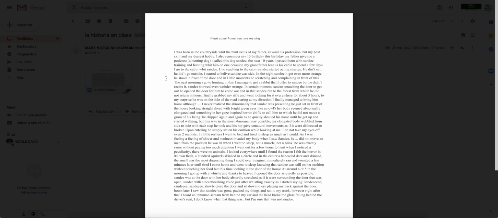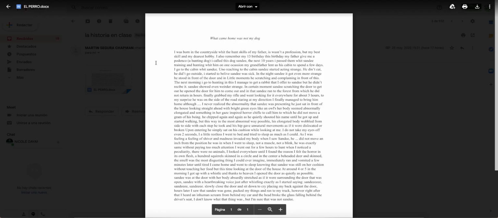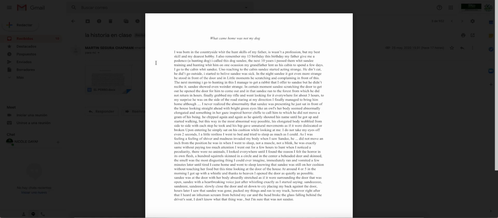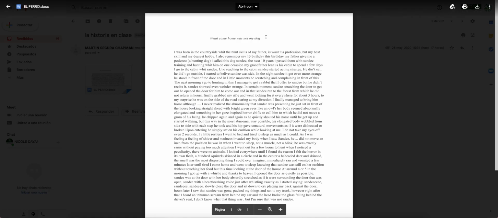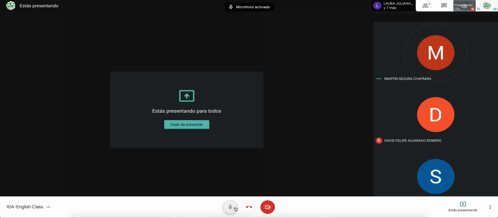Okay, he ¿cómo se dice encontrar? He found. He found because find is in the past. He found the dog in a road and goes to the cabin, and the dog is so strange, with a large body, and los movimientos del perro are very strange.